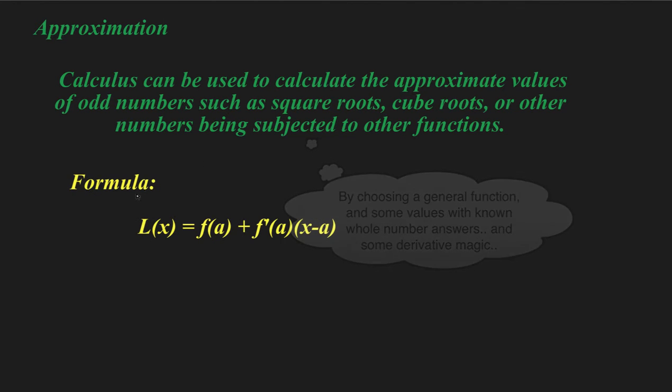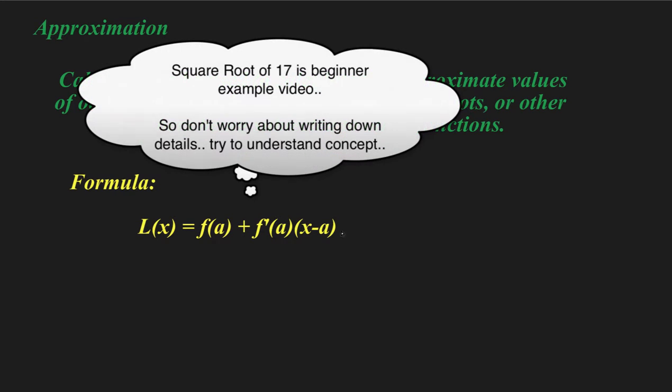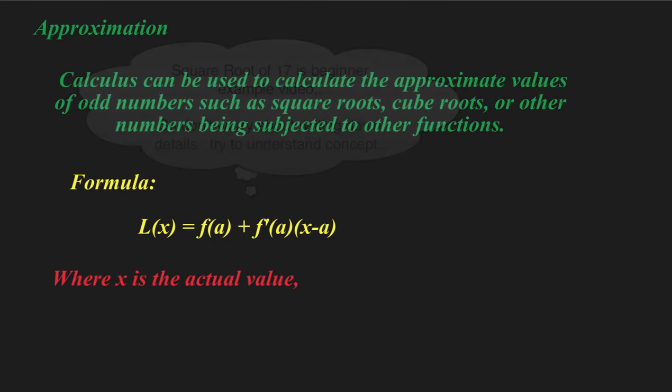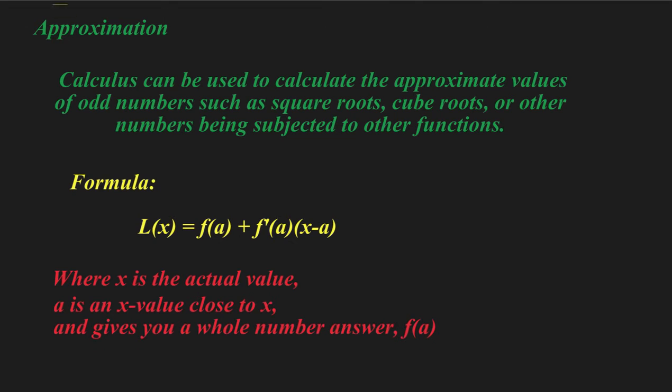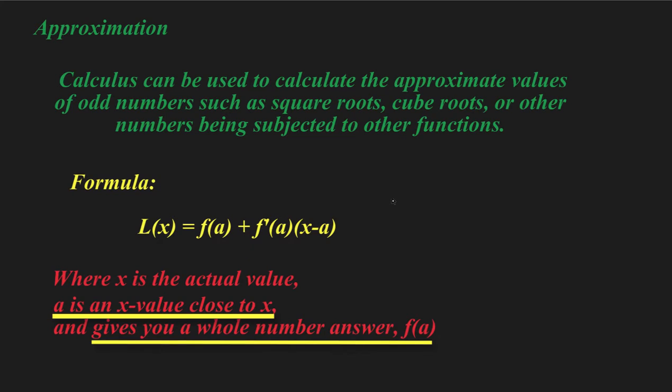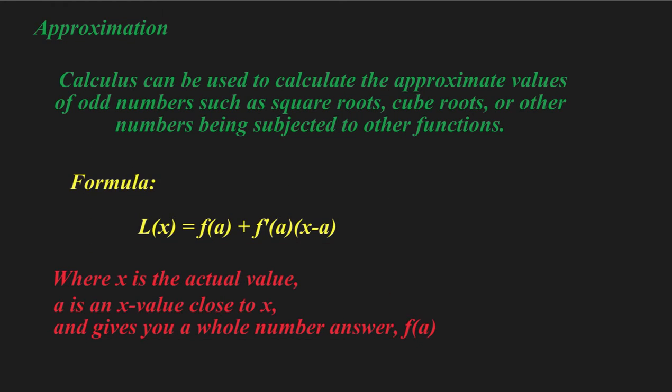So what we're going to be doing is using this formula here to approximate the value of, say, the square root of 17, where x will be the 17. A is going to be a number close to 17, but when I plug it into my original function, it gives me a whole number answer. In this case, 16 is a perfect square and close to 17, so I could use 16 as my A, and f of A would be the square root of 16, which would be 4. All this will be more apparent once you see the example.